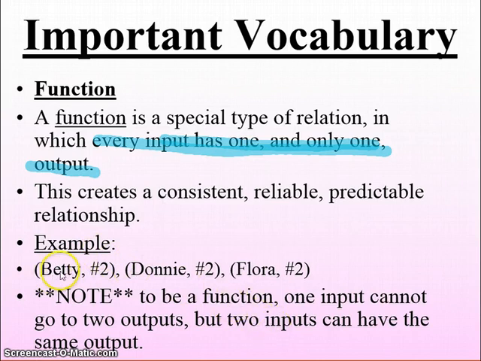However, two inputs, like two names, could have the same output. So it's okay that Betty had a 2 and Donnie had a 2. Because when I told you their name, you knew what number they had. That made it a function.